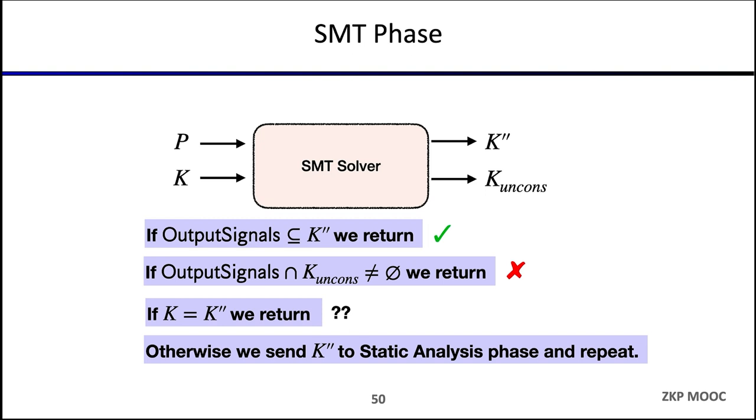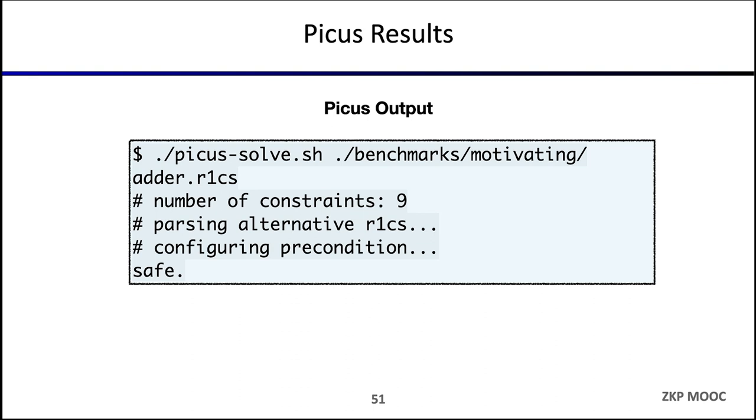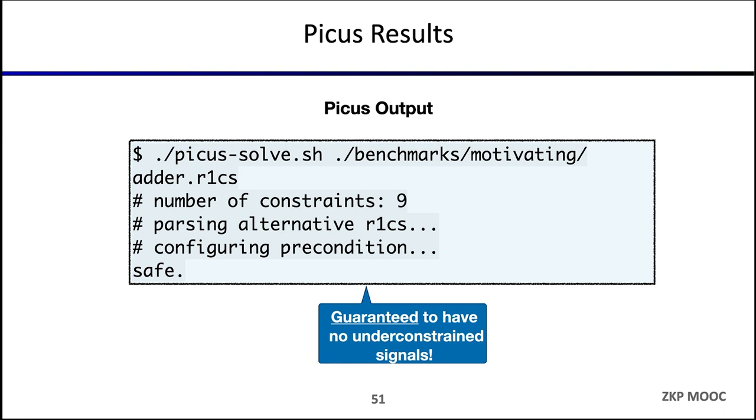Okay. And here is the output of PICAS when we evaluate the tool on the fixed version of the circuit that I mentioned earlier. As you can see, the tool outputs certain statistics regarding the number of constraints of the circuit, and then finally it prints safe. And here, safe means that PICAS has formally verified that the given circuit is guaranteed to have no under-constrained signals.